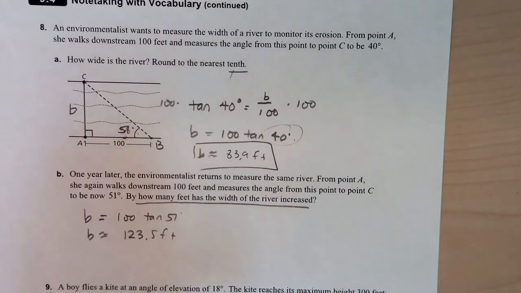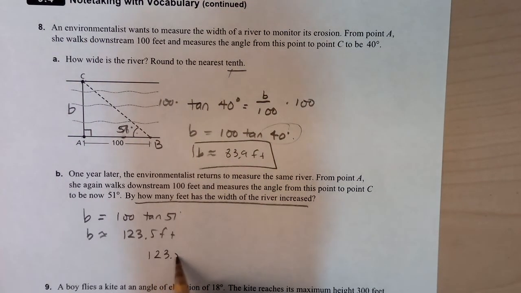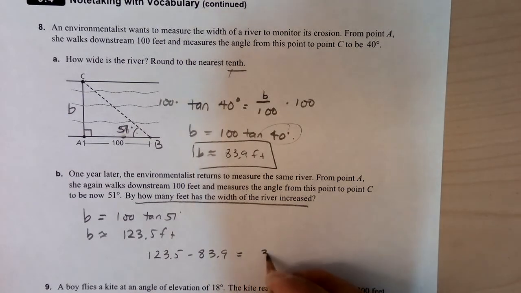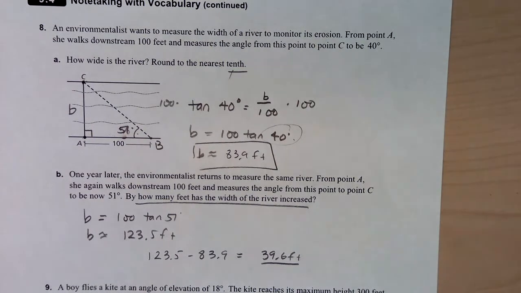That's not what we wanted to find. We wanted to find how many feet the width of the river has increased. So we take 123.5 and then subtract 83.9 to figure out how much the width of the river has increased. So 123.5 minus the 83.9, we get about 39.6 feet. That's how much the width of the river has increased.